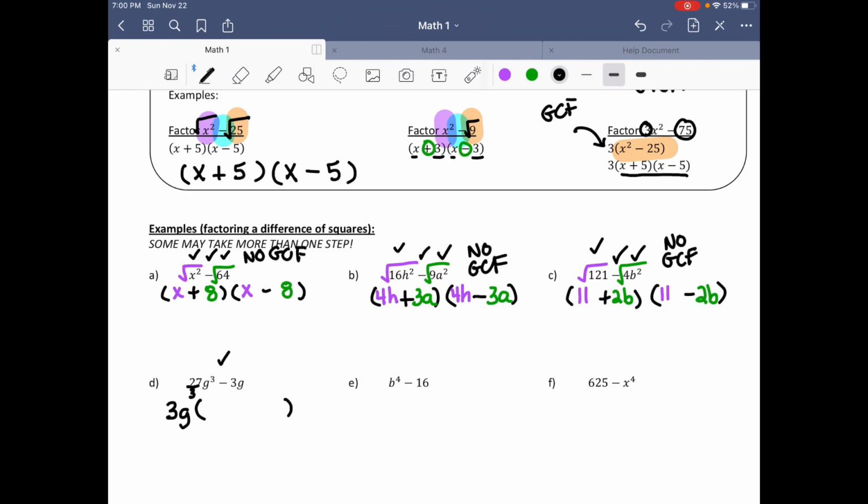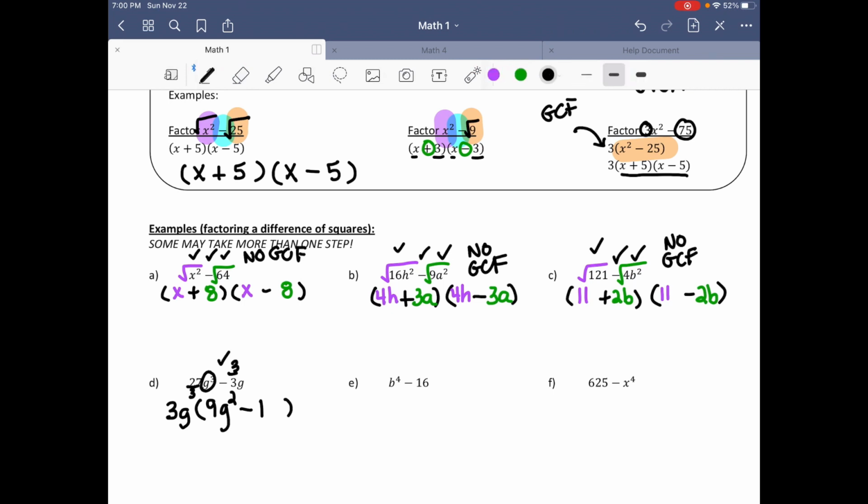So 27 divided by 3 is going to give me 9. I had 3 g's, but I took one out. So that's going to leave me with g squared minus. So then 3 divided by 3, that's going to give me 1. And then I had 1g, but I took it out with my GCF. So that leaves me with this problem.